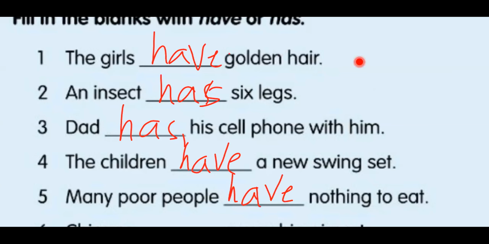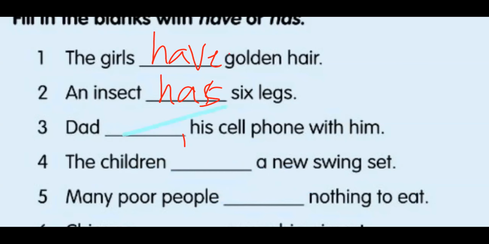Okay, I want another volunteer. The girls have golden hair. An insect has 6 legs. Dad has his cell phone with him. The children have a new swing set. Many poor people have nothing to eat. Poor, okay. Many poor people, can you repeat? Many poor people have nothing to eat. Very good, Jazakallah khair. Now let's proceed to the next sentences.